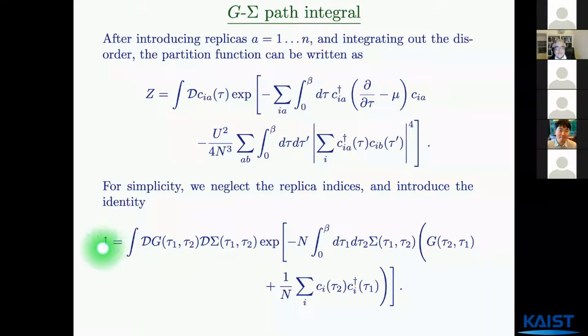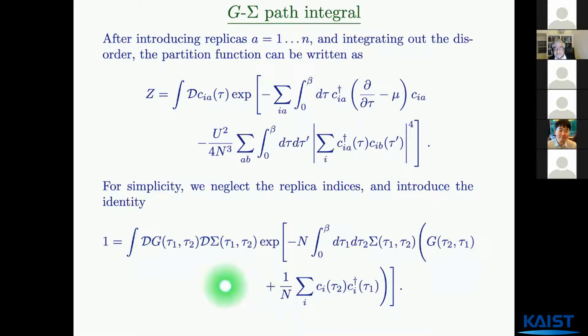Now you insert 1 equals this. So this is a path integral over 2 bilocal fields where G and sigma are now actually your variables of integration. They're going to become your degrees of freedom, and they're not necessarily functions of tau1 minus tau2. There's an integral over all of them. This is why it was useful to consider the bilocal fields earlier.